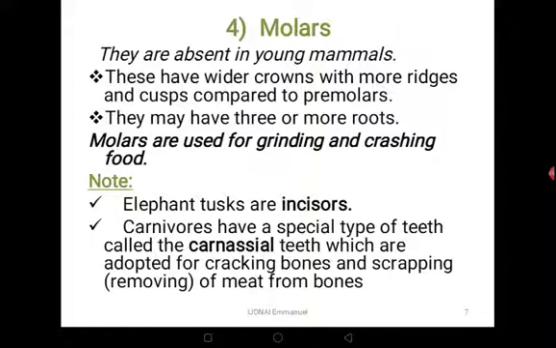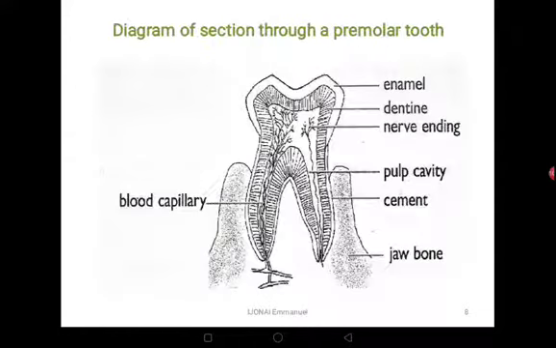And then the carnivores have special teeth called the carnassial teeth, which are adapted for cracking bones and scraping or removing the meat from the bones. So you know the carnassial teeth. These canine teeth are used usually for cracking. You've seen the leopards, the dogs, they can easily crack the bone. So which teeth do they use? They use the teeth that we call the canine teeth.